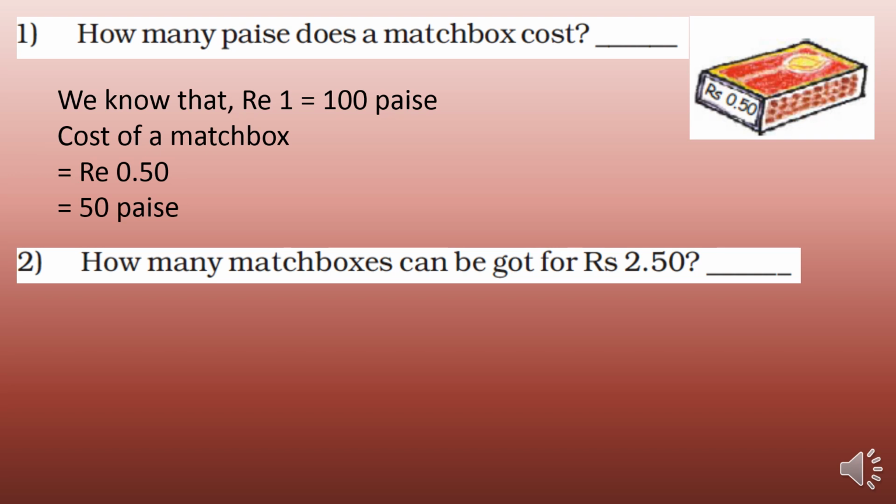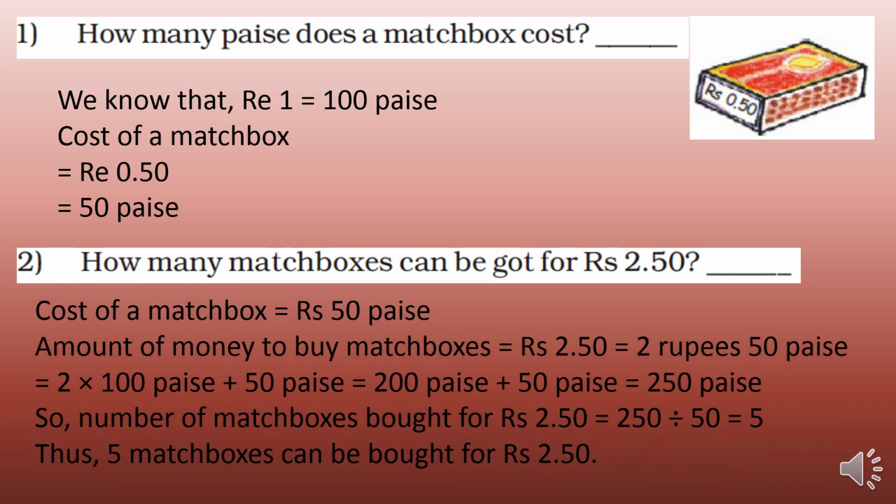How many matchboxes can be got for rupees 2.50? So cost of a matchbox is equal to 50 paise. Amount of money to buy matchboxes is equal to rupees 2.50, that is equal to 250 paise. So number of matchboxes bought for rupees 2.50 is equal to 250 divided by 50, and that is equal to 5. Thus 5 matchboxes can be bought for rupees 2.50.